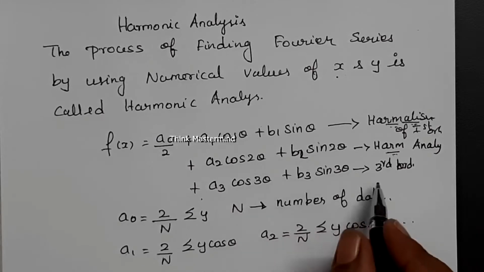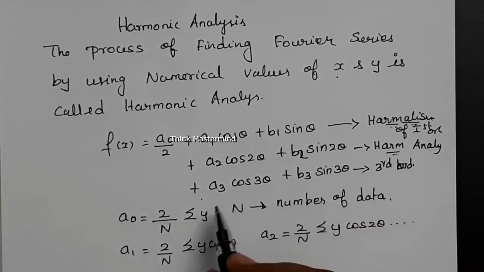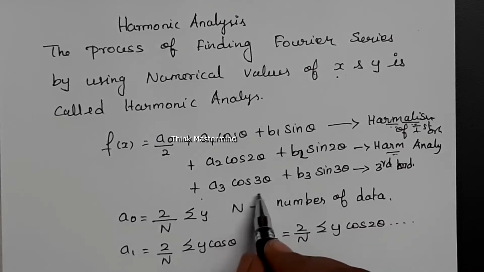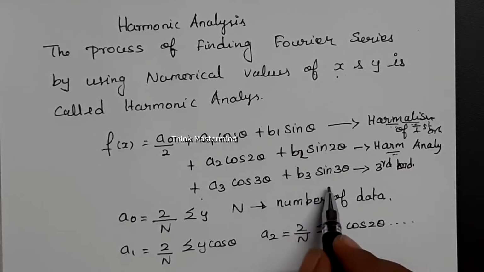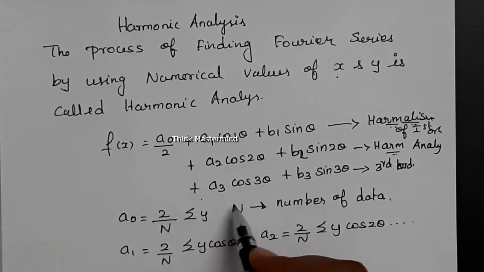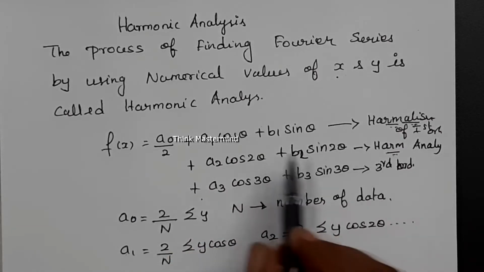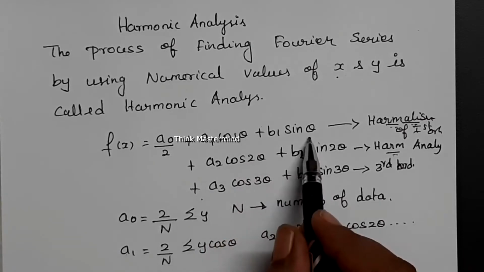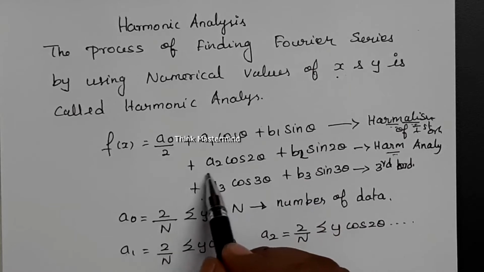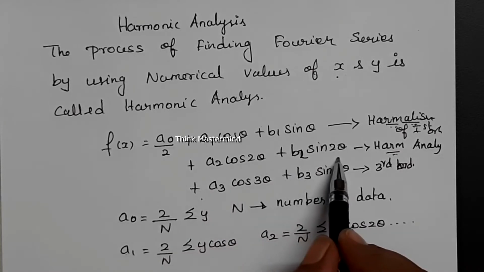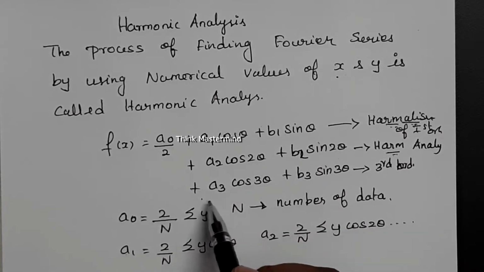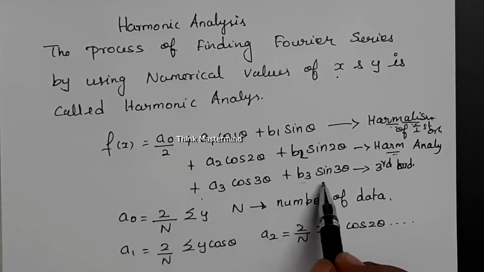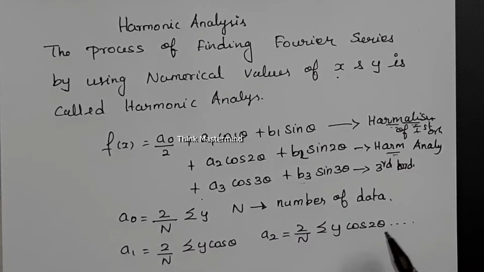Suppose they ask for fourth order harmonic analysis, then you have to find a4 cos 4 theta plus b4 sin 4 theta, including all terms up to fourth order. That means you have to find all the terms. Up to first order harmonic, it is enough up to this. Second order harmonic means you find up to this. Third order harmonic means up to this, and so on.